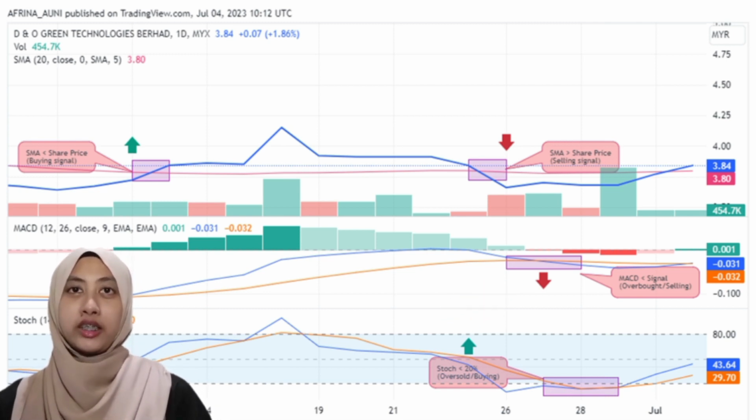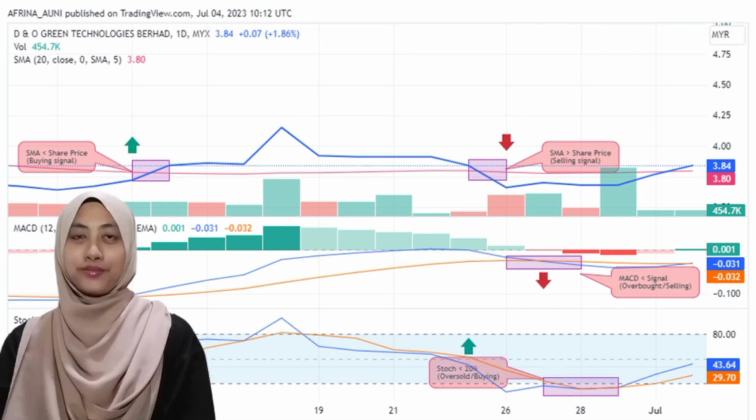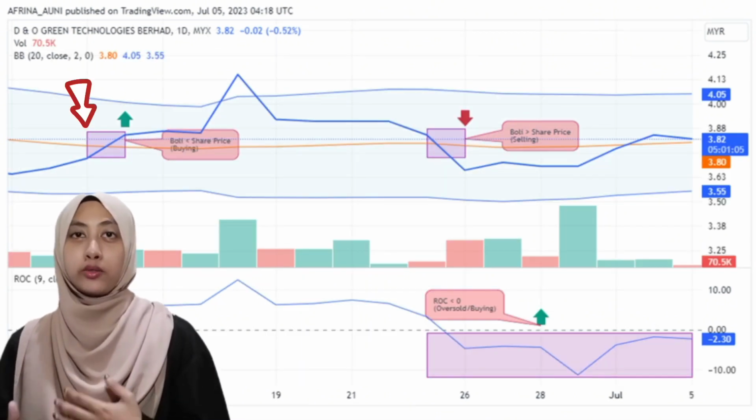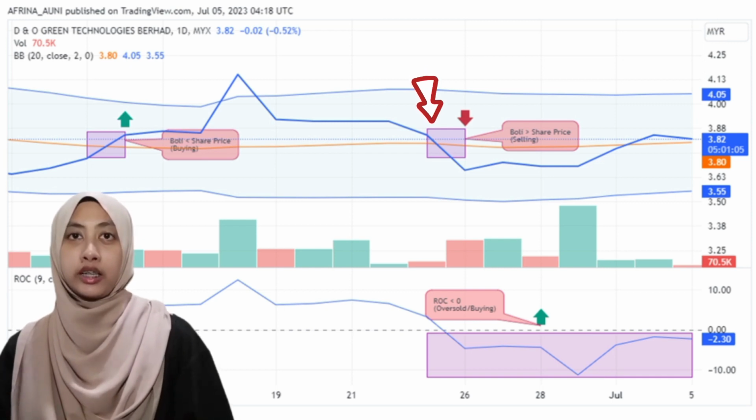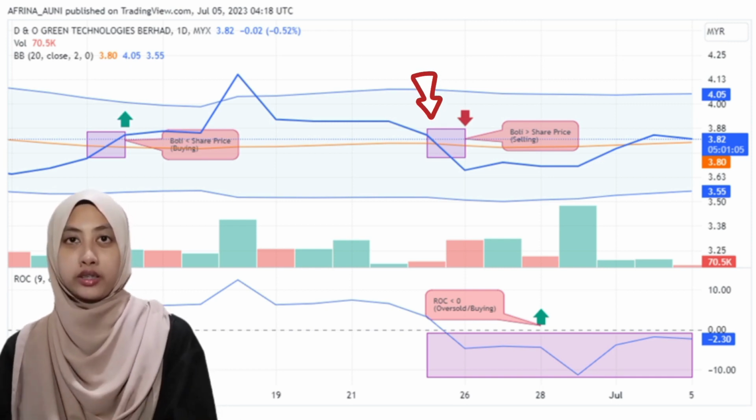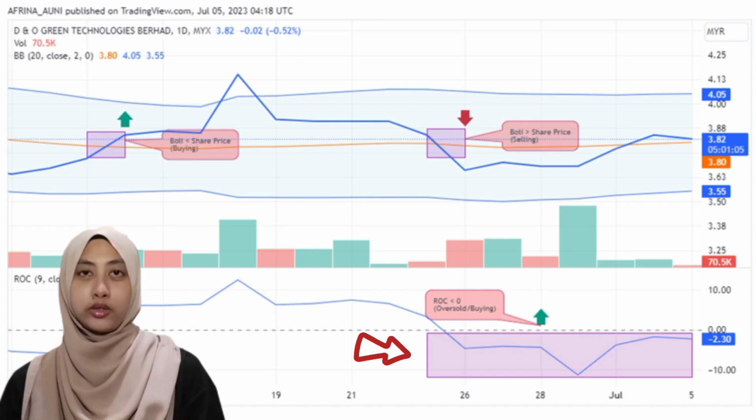For the stochastic on 28 June, the K% line crosses above the D% line, which means that there are buying signals on this day. For the Bollinger Band indicator on 12 June, there are buying signals. This is because the Bollinger Band crosses below the share price line, while on 23 June, there are selling signals. This is because the Bollinger line has crossed above the share price. Based on the graph, from 23 June until 5 July, the stock shows oversold. This is because the ROC line is below zero, which means that there is a buying signal.